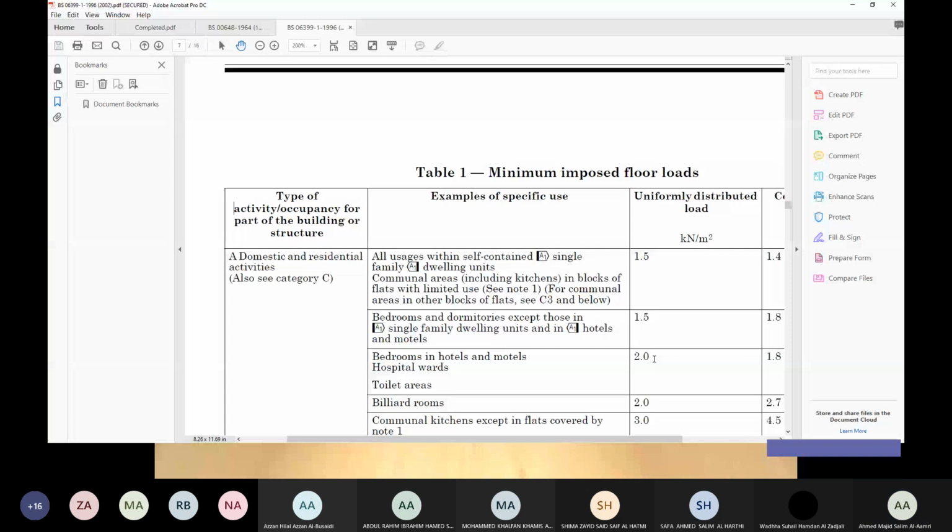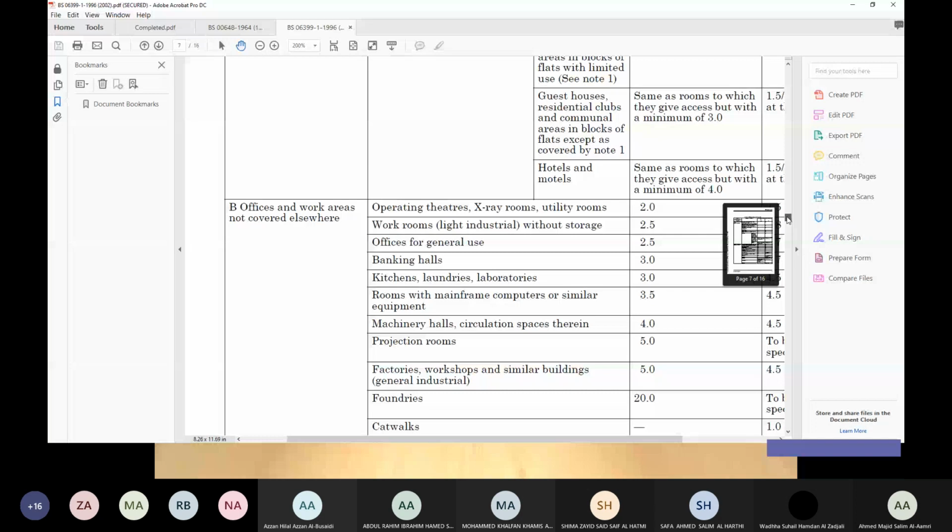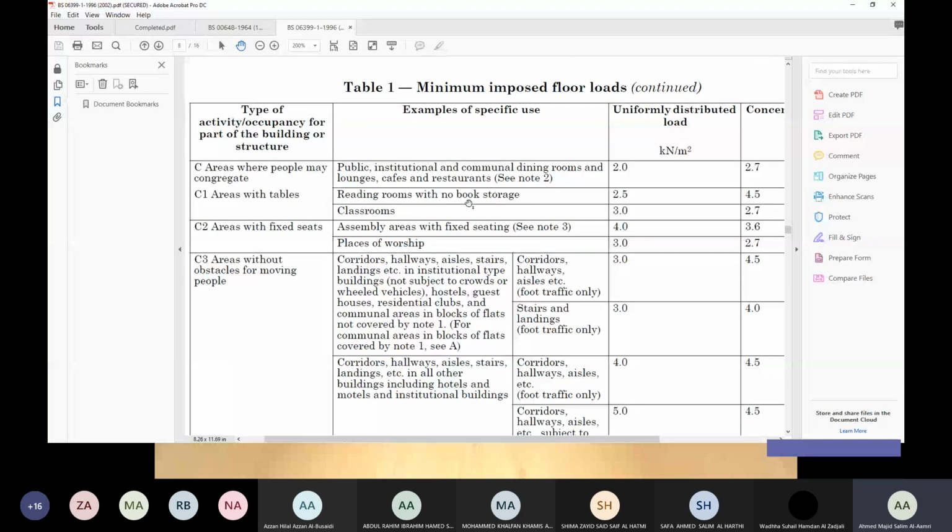Okay? So you have here domestic, you have offices as well. In the case of offices, how much to be used, each and everything is mentioned here. You have as well areas where people will be gathering, for example dining rooms, how much to be used, reading rooms without book storage to be 2.5, classrooms 3. Each and every specification has been mentioned here. So you should know how to use this particular code to get your live load.